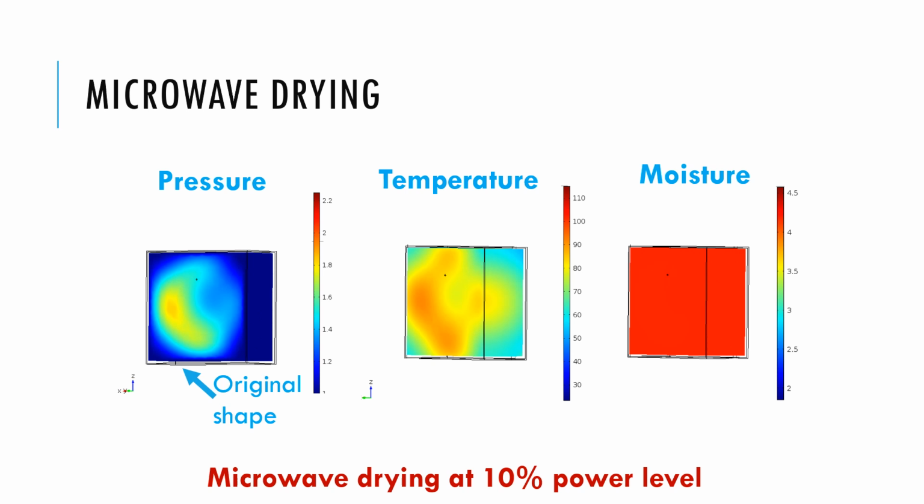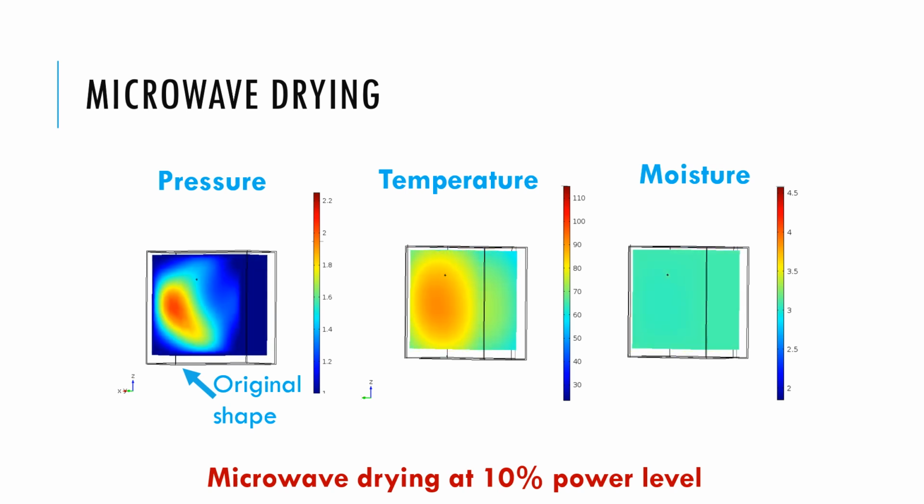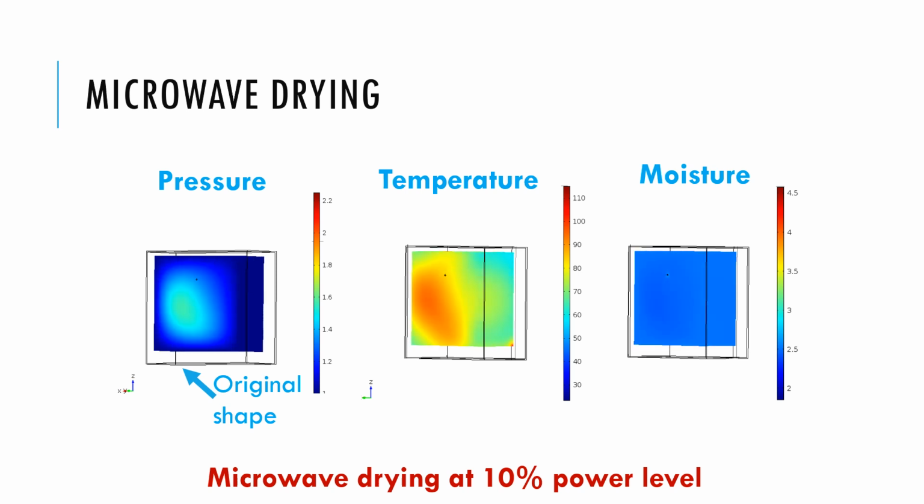As an example of how modeling can help us understand a very complex process, let's look at microwave drying of a cube of potato. So electromagnetics describes how the electromagnetic energy, the microwaves, are absorbed in the cube, and because this is done at 10% power level, which means the microwaves are on 10% of the time and off the rest. That's what is showing here in the cycling.